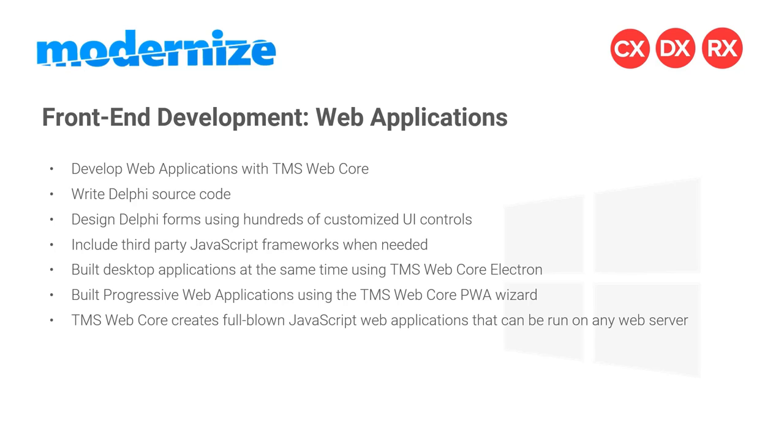And that, on top of being able to build progressive web applications with TMS Web Core. Progressive web applications are web applications that have an offline mode. So, for example, if you have an application on the iPhone, you can run that application on your iPhone or Android device without being connected to the internet, even if it's a web application. And how that works is that TMS Web Core creates a full-blown JavaScript web application using a transpiler that transfers your Pascal source code into JavaScript.